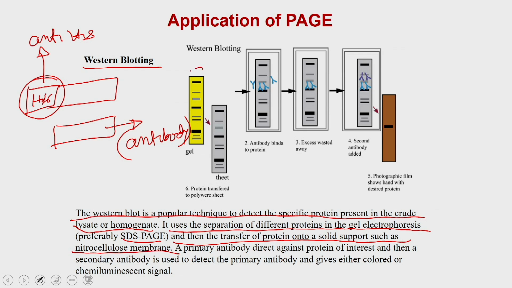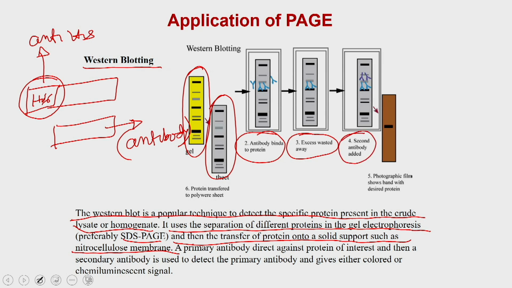So, first you run the gel, then you transfer it onto the nitrocellulose membrane, then you incubate with the primary antibodies, then you wash, and then you incubate with the secondary antibodies, and then you develop with different types of developing agents. A primary antibody is directed against the protein of interest. So, it could be anti-His antibodies or the antibody you have for your protein of interest, and then the secondary antibody is used to detect the primary antibody and give you either color or chemiluminescent signals.